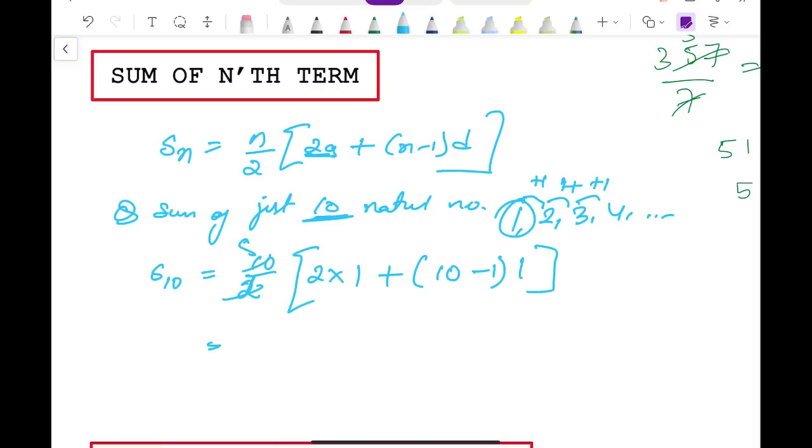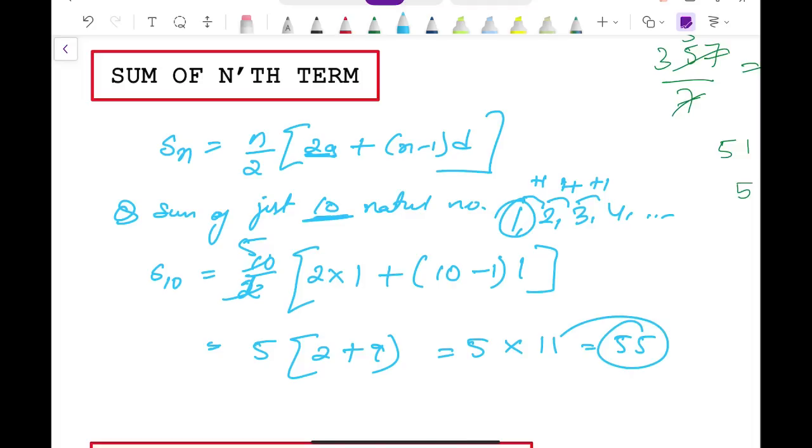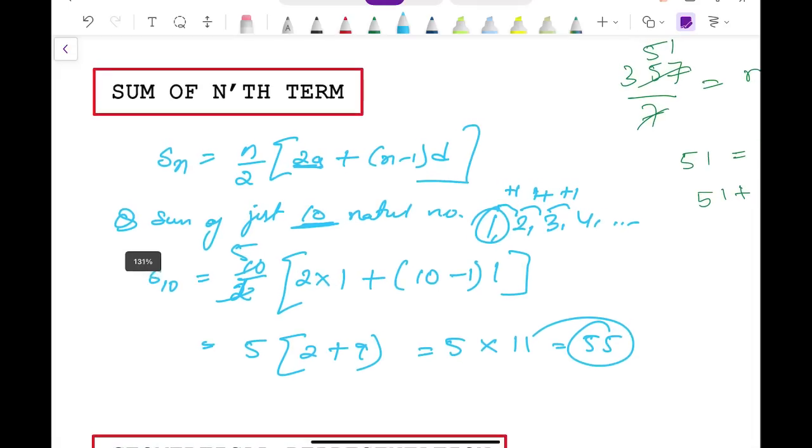So 2 5s are 10. That means 5. And 2 1s are 2. Plus 10 minus 1 is how much? 9. So how much do we have? 5 into 9 plus 2 is 11, which is equal to 55. So if my calculation is not wrong, then the answer here is 55.